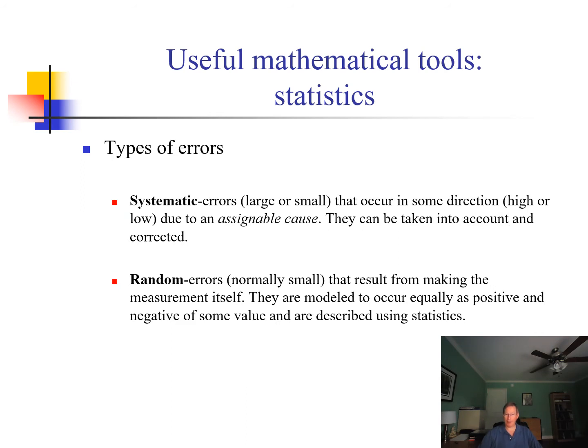Now, as I mentioned, I can have errors that are in some particular direction. These are systematic errors, and I can take these into account and correct for them with proper control of my experiment. The random errors, the ones that result from simply making physical measurements by themselves, are equally likely to be positive and negative, and we model these using statistics.